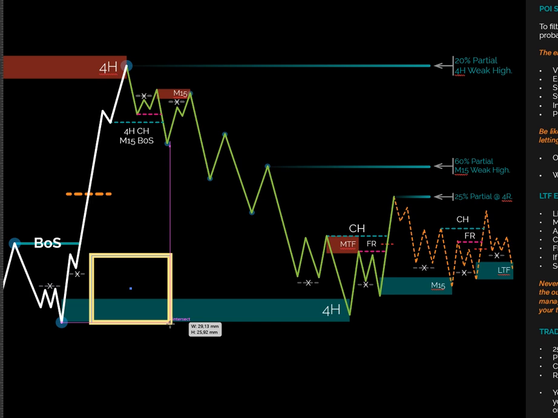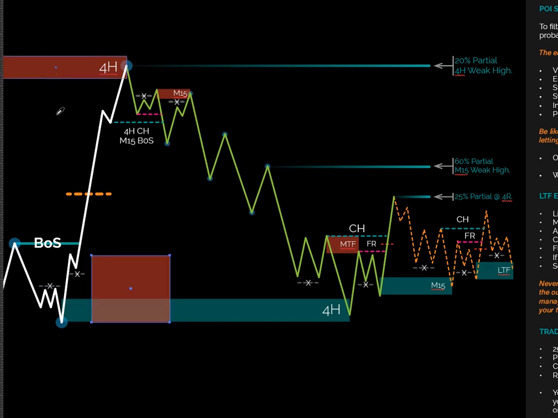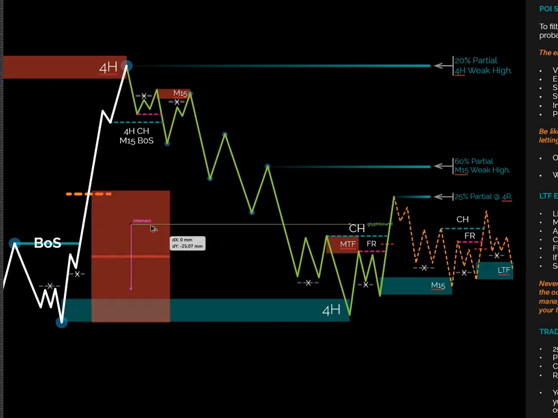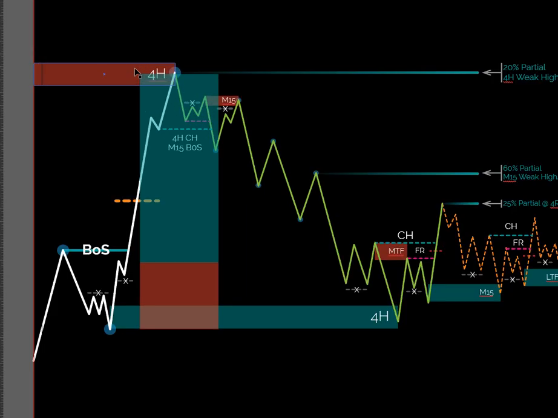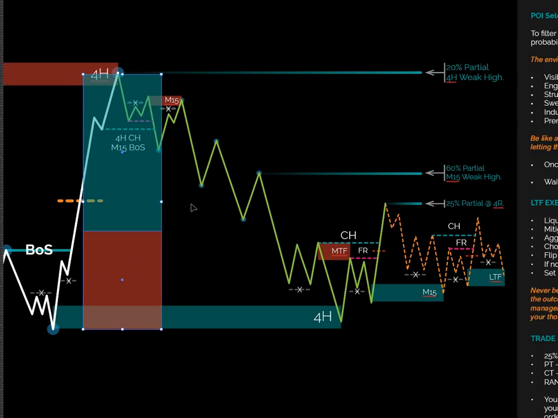If you are trading one time frame, your entry would look something like this. You probably get a 1 to 3, or maybe a 1 to 1, 1 to 2, and that's not what we want as SMC traders. We want to refine and refine and refine.